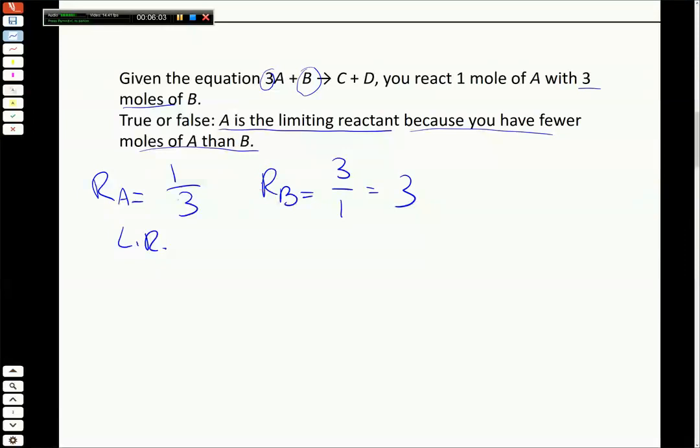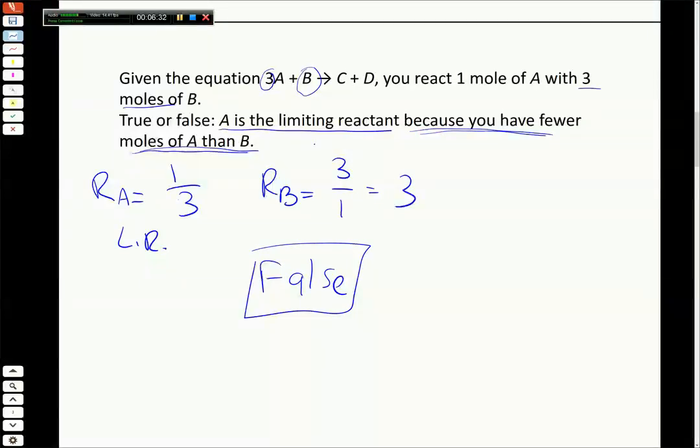So this statement is going to be false, not because the first part of it is false, but because the reason we're giving is false. So you cannot just use the number of moles to tell you that something is the limiting reactant. It has to do with the method I use with these stoichiometric ratios, or alternatively it's determined by which of these reactants will form fewer moles of product. There's a couple ways of looking at it, but it's not just the number of moles that dictates the limiting reactant.